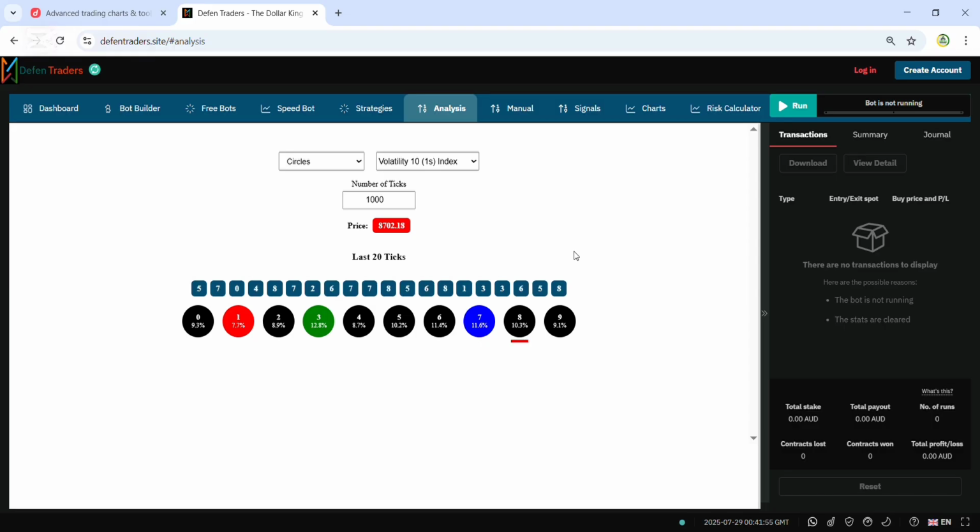So over 2, the digits that you win are 3 up to 9. Under 7, the digits that you win from are 6 down to digit 0. Anything above digit 7, in fact from digit 6 itself, you lose. 6, 7, 8, and 9, you lose.